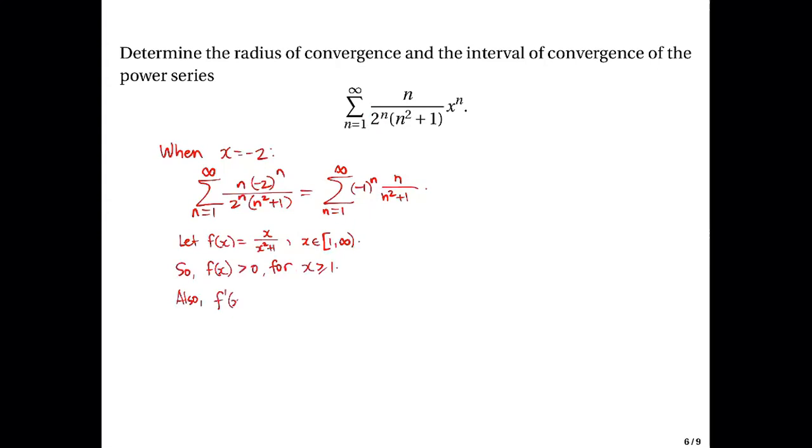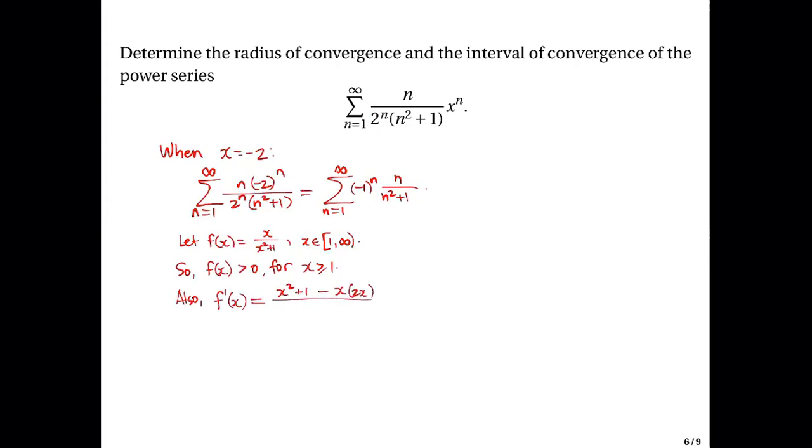Also, f prime of x here, so we get the derivative to show that this is decreasing. We want our first derivative to be less than 0. But anyway, f prime of x, it's low, derivative of high. So you have x squared plus 1 times the derivative of high. This is just 1. And then minus high, so minus x times the derivative of x squared plus 1. The derivative is just 2x.